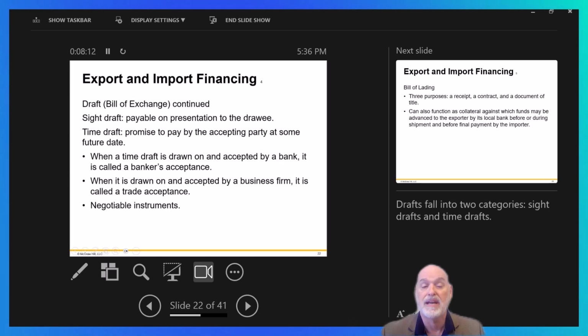Draft bill of exchange, continued. A sight draft is payable on presentation to the drawee. A time draft is a promise to pay by the accepting party at some future date. When a time draft is drawn on and accepted by a bank, it is called a banker's acceptance. When it is drawn on and accepted by a business firm, it is called a trade acceptance. And these are negotiable instruments.